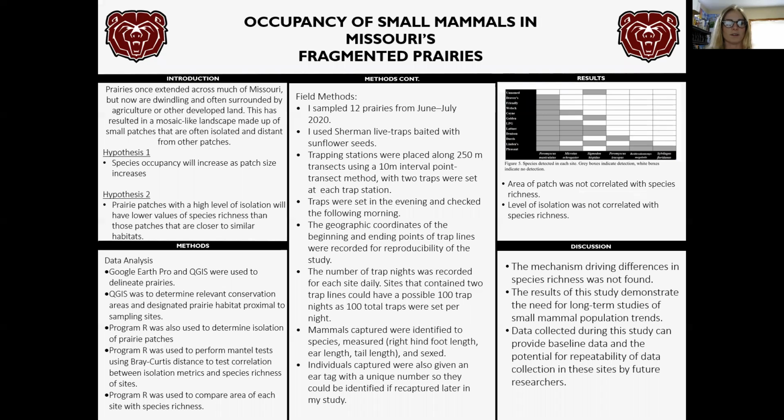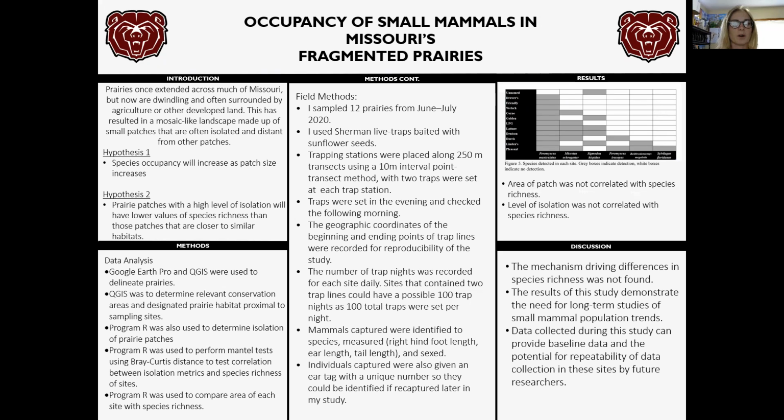My methods, so my data analysis: I used Google Earth Pro and a program called QGIS to actually delineate the prairies so that you could actually see where they are. QGIS was used to determine relevant conservation areas in designated prairie habitat that was proximal to my sampling sites.